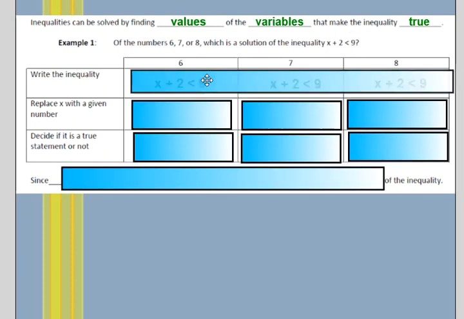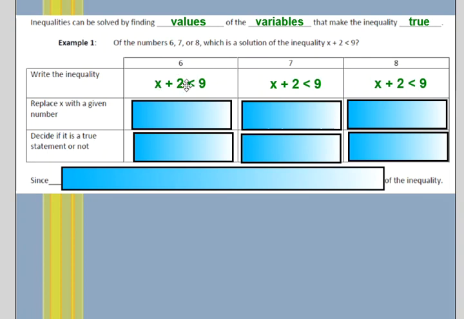All right, so the first thing we're going to do is write the inequality in all three of those top boxes. Start with the most important thing, the inequality. x plus 2 is less than 9. That's what we're working off of. So put that there. And once you have that there, now we're going to substitute those numbers, 6, 7, or 8. We're going to start with 6.